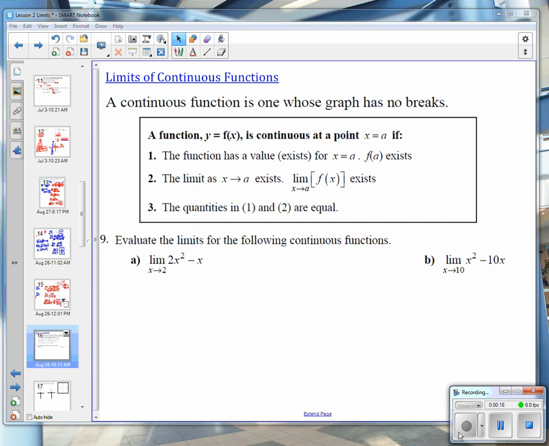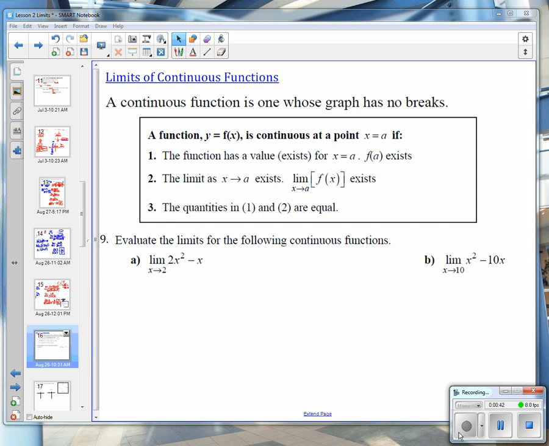And on your assignment and on your test, you're going to be dealing with continuous functions and figuring out if something is continuous or not. Nothing is going to change as far as the method that we've been doing for limits. But again, it's just keeping in mind that key term, which is continuous. So it's kind of self-explanatory. It says a continuous function is one whose graph has no breaks.